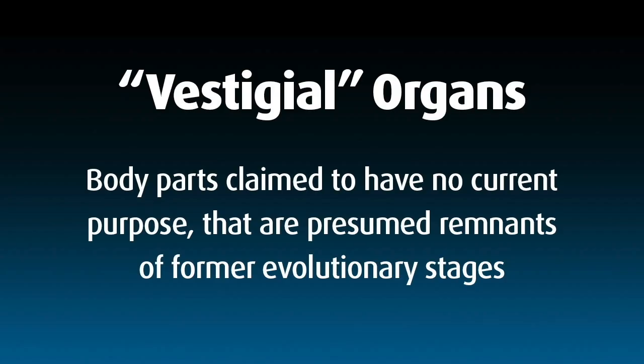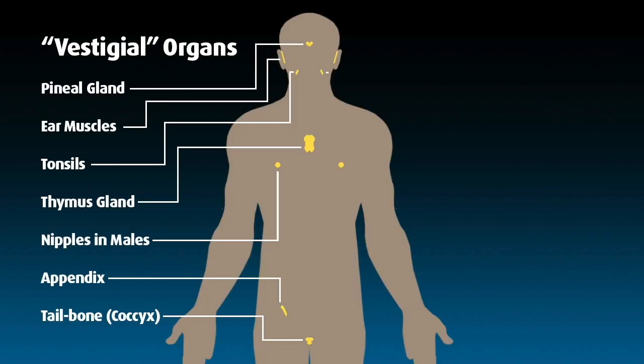Vestigial organs are body parts that are claimed to have no current purpose, that are presumed remnants of former evolutionary stages. So in the human body, all of these organs, the pineal gland, the ear muscles, tonsils, thymus gland, nipples in males, appendix, and the tailbone were all claimed to be vestigial organs having no current purpose. They have since been found to indeed have purpose.